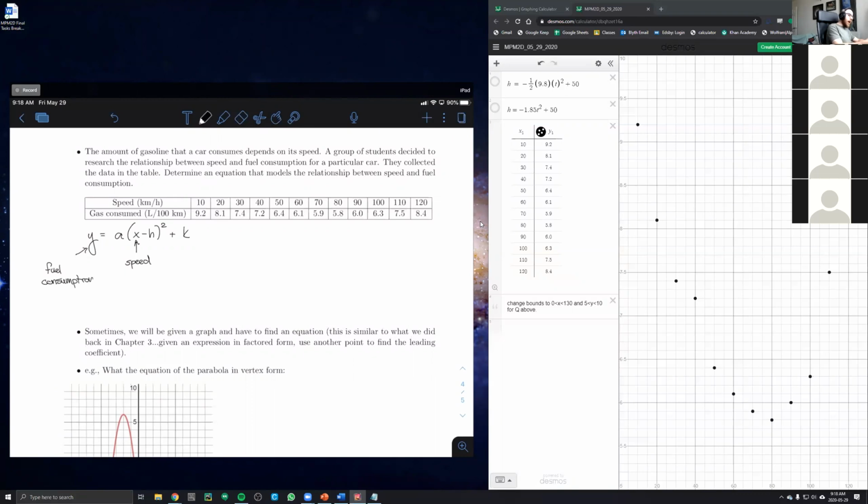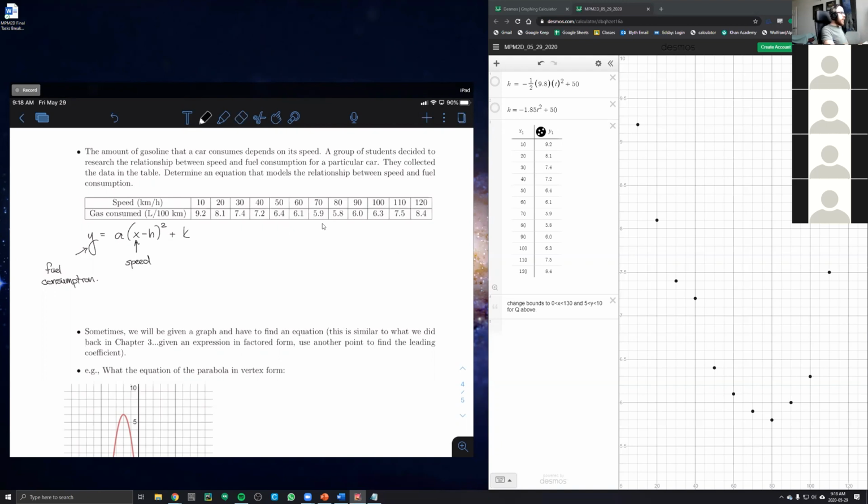So ideally, I want an equation where, let's say you're driving at a particular speed. I want to be able to say, well, if you're driving at 72 kilometers per hour, I predict your fuel consumption to be blank liters per 100 kilometers. So that's the ultimate goal behind this equation that we're trying to develop.